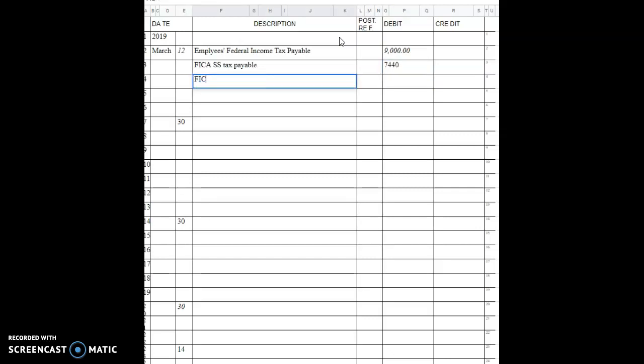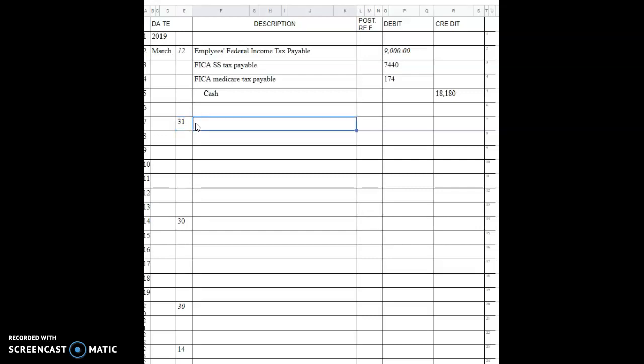Next, we have FICA Medicare tax payable. Looking back again at your information, you can see your FICA Medicare tax payable was $1,740. Then we're going to issue our check for cash to actually pay our federal taxes payable, $18,180. So we're done with the March 12th transaction for the monthly deposit of the FICA taxes and federal income tax withheld.